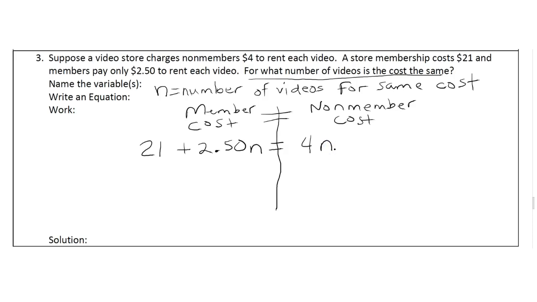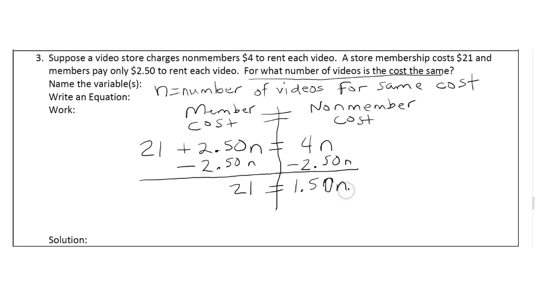To solve this equation, begin by subtracting 2.5N from both sides of the equation. This gives us 21 equals 1.5N. Divide both sides of the equation by 1.5. The solution is 14. The number of videos at which the two costs are the same is 14 videos.